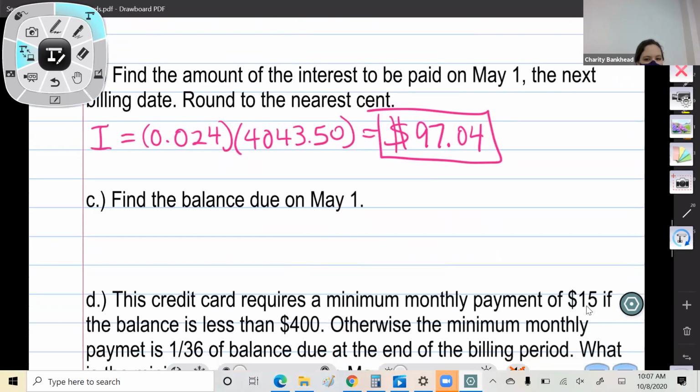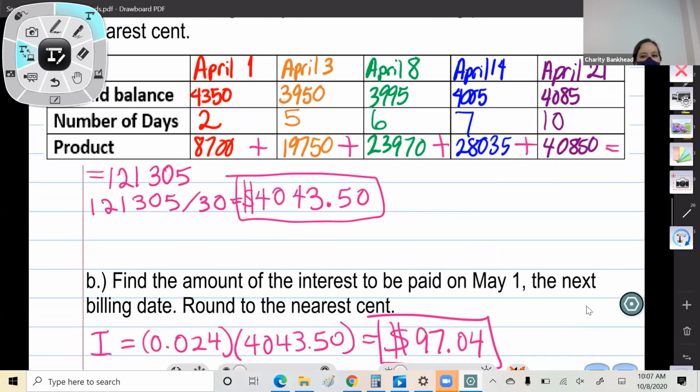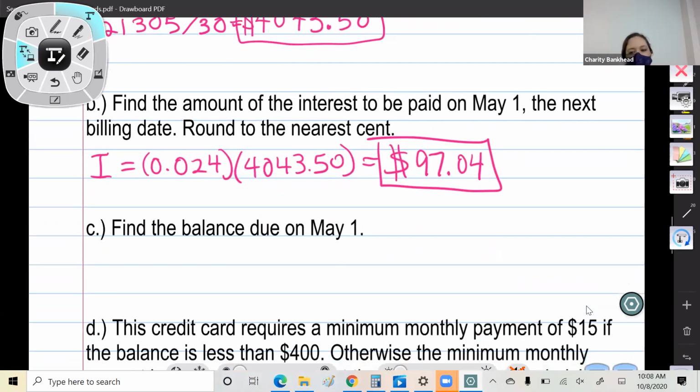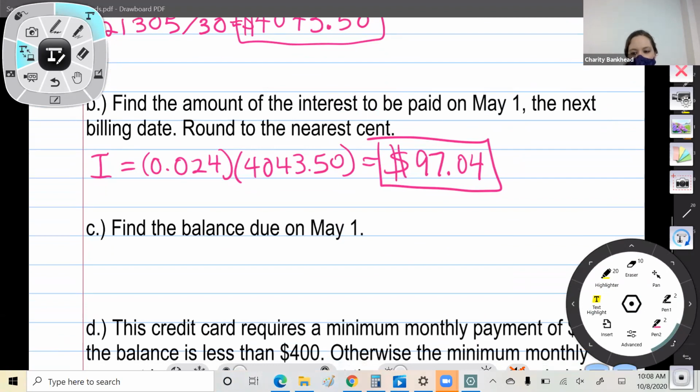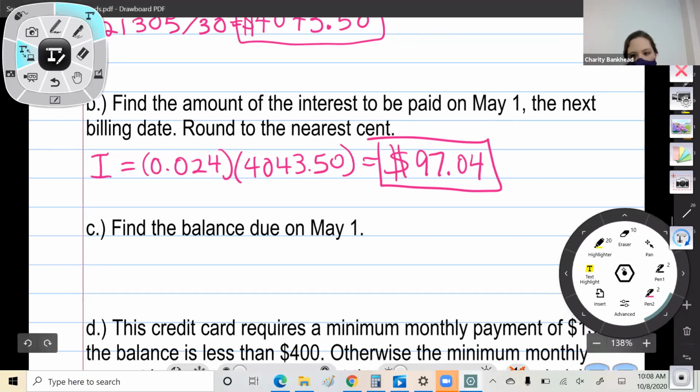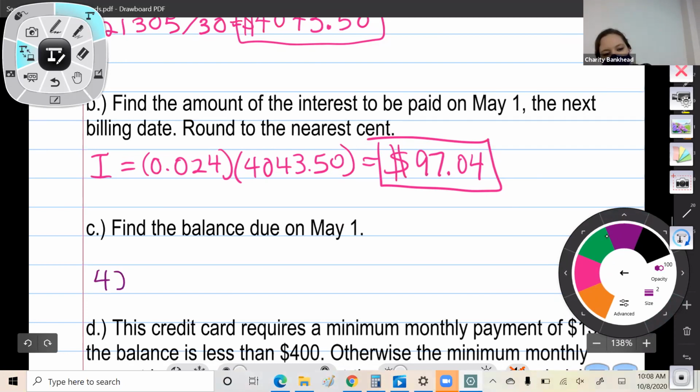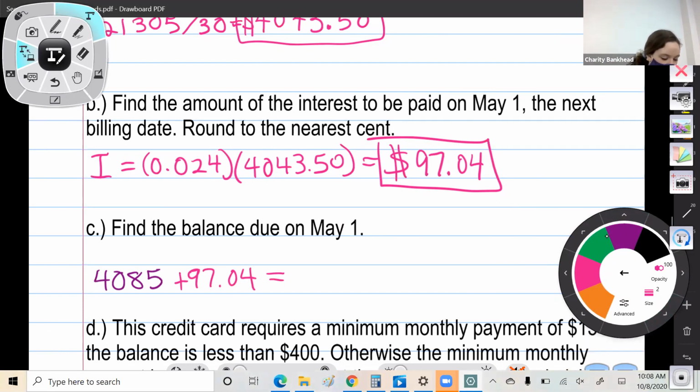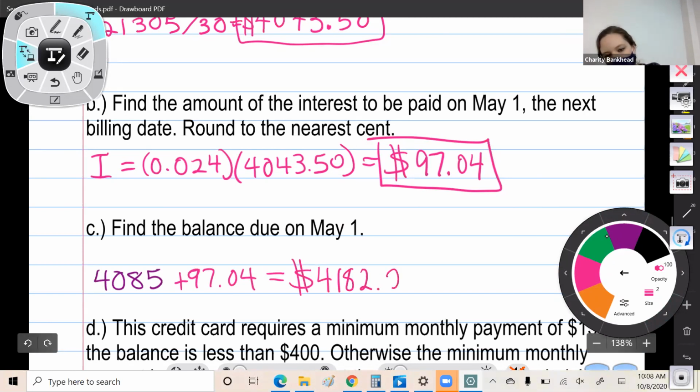So find the balance on May 1st. Okay, well, the balance at the end of the month was $4,085, and then you're going to add the interest to that. So 4,085 plus 97.04 is $4,182.04.